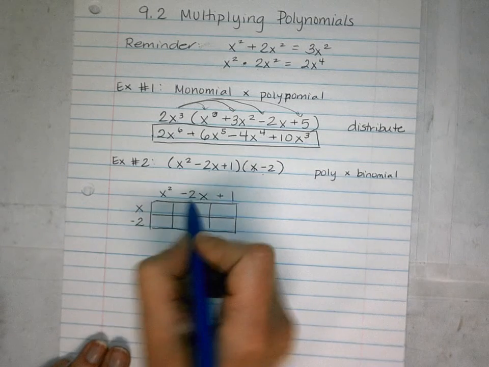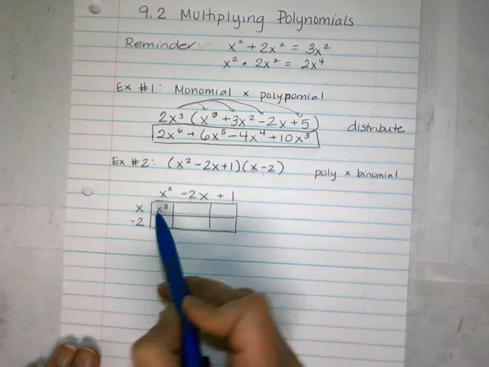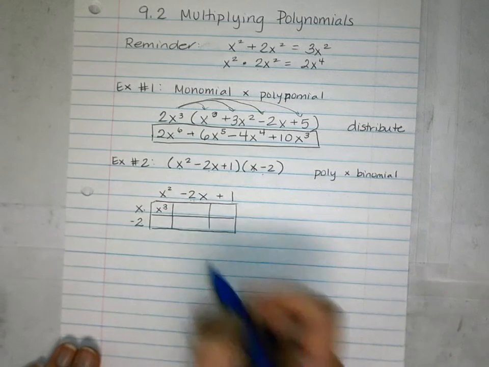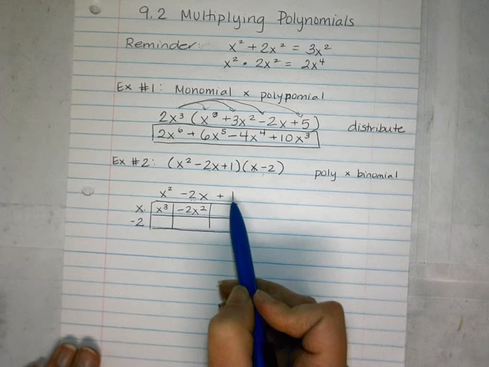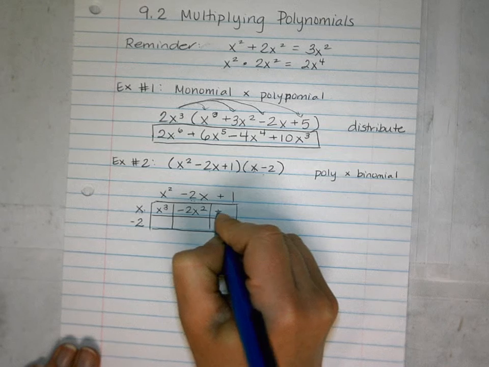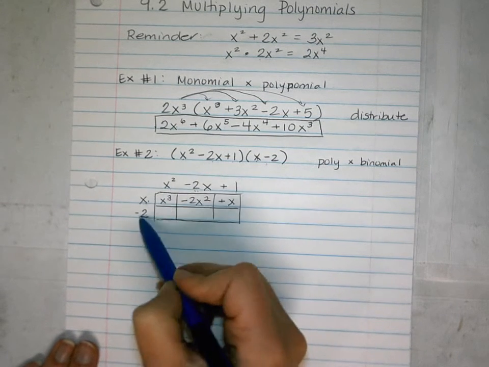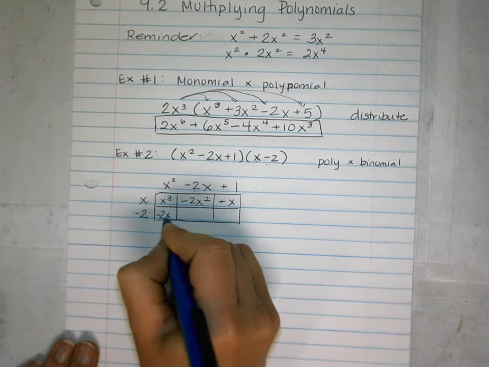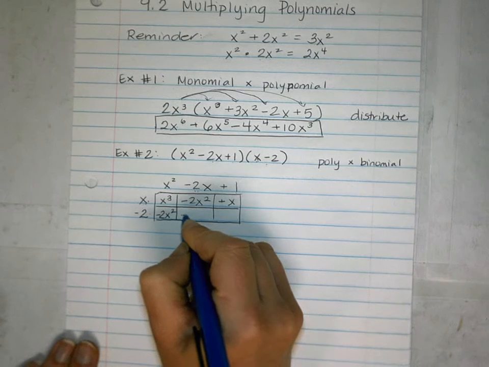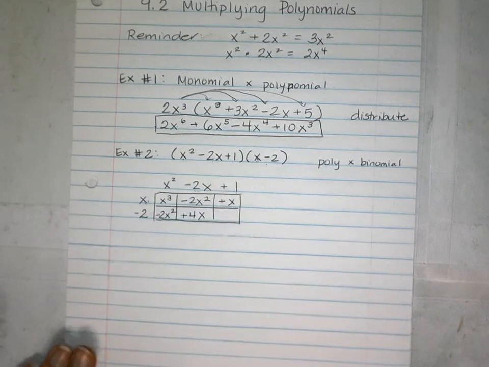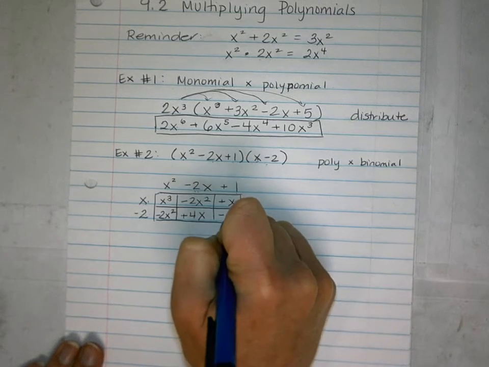So let's start inside the table. I do x times x squared, which gives me x cubed. Then x times negative 2x gives me negative 2x squared, and x times a positive 1 is a positive x. Then I multiply here. I have x squared times negative 2, that's a negative 2x squared. Negative 2 times negative 2x is a positive 4x. And negative 2 times a positive 1 is negative 2.